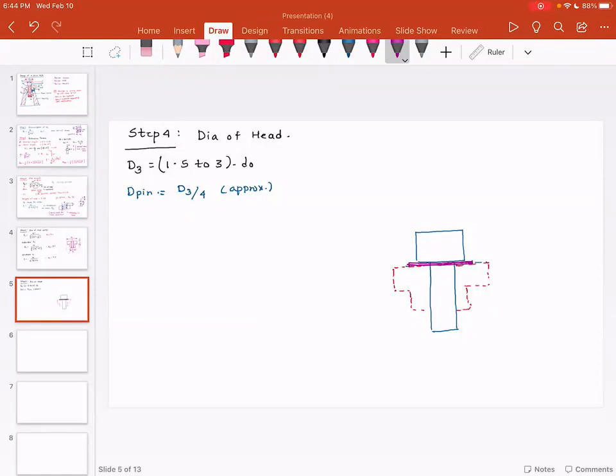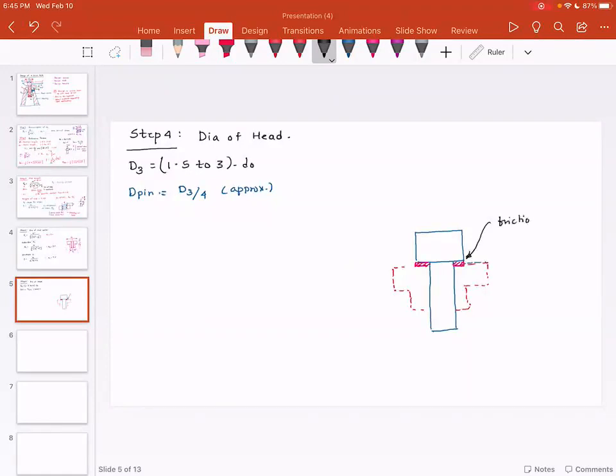The easiest way is to assume the dimension of the plate is equal to the dimension of the head. And then this is going to give us additional friction. So we will assume a uniform wear criteria.